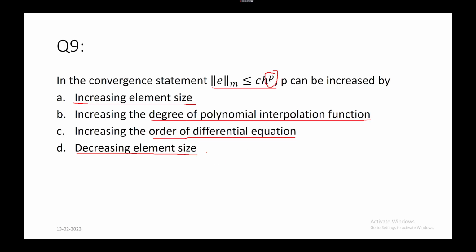This p is somehow dependent on one or two of these options, but only one answer is correct. So how to increase p? We will actually see what p is later. There is an expression for p which depends on one or more of these options listed here. However, only one answer is correct. Can you guess what the correct answer could be? First option is increasing the element size. Second is increasing the degree of polynomial interpolation function. Third is increasing the order of differential equation. And fourth is decreasing the element size.